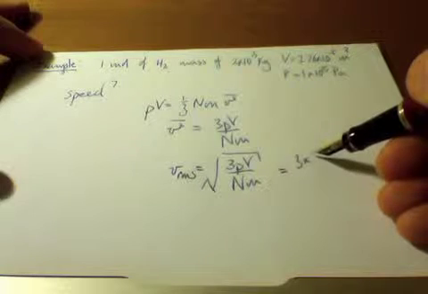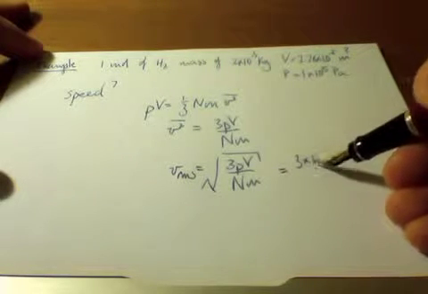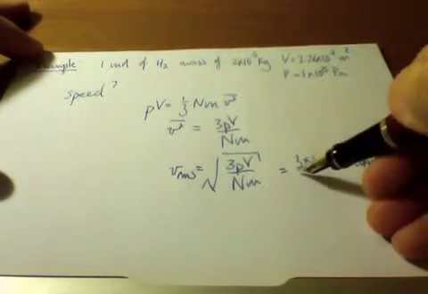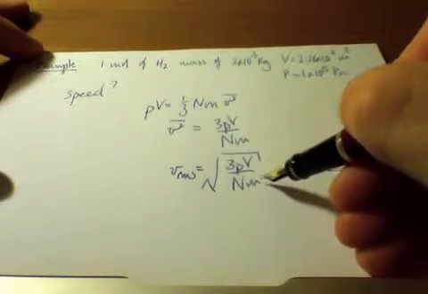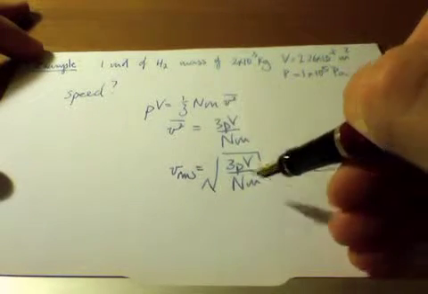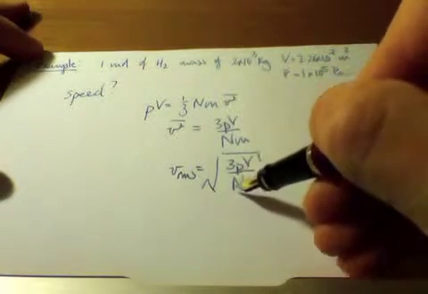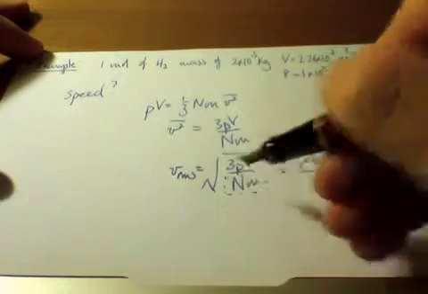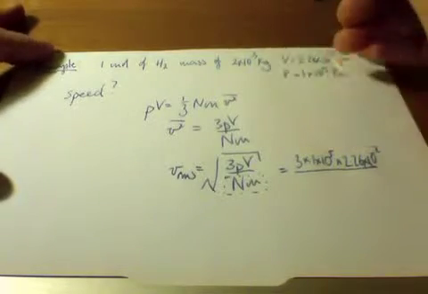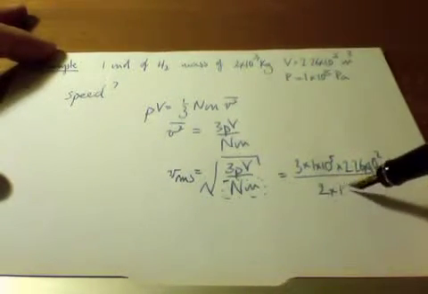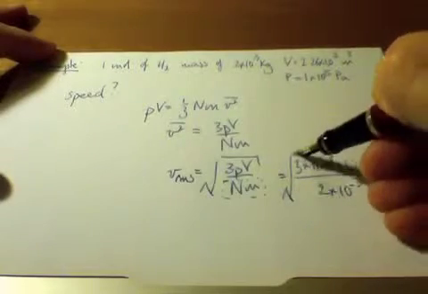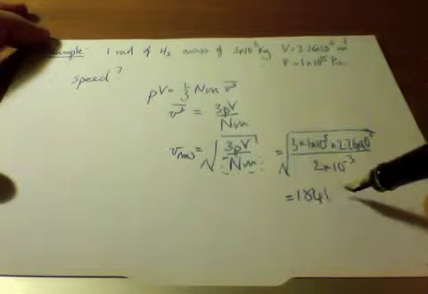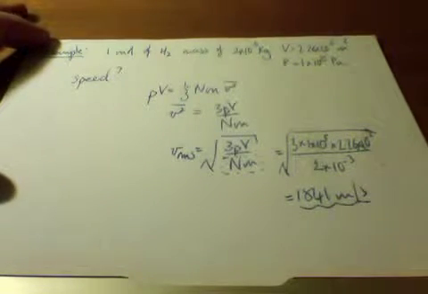3 times 1 atmosphere times the volume, and then divided by, now careful about this here, that n is the mass of one particle. This n is the whole number of particles we've got present. So really what this indicates, this whole part here, is the total mass of the gas. In this case, 2 times 10 to the minus 3. And I square root that, giving me 1841 meters per second.